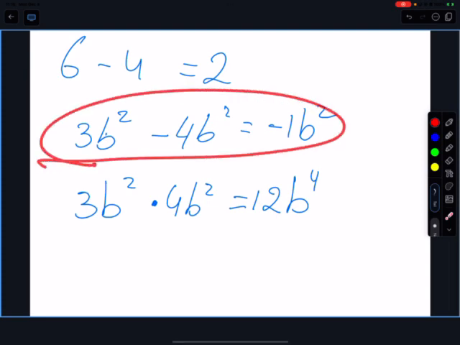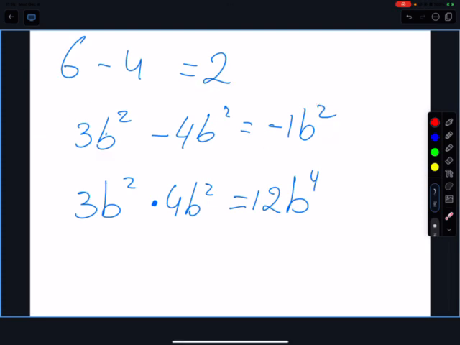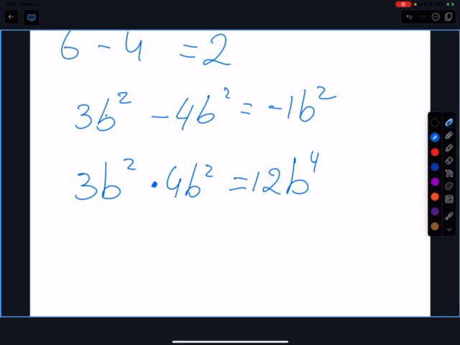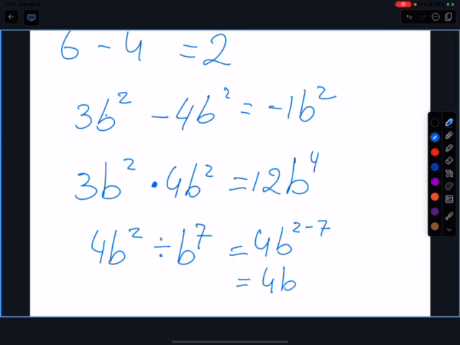Only at the division. If you have this, for example, 4b squared divided by b to the 7th. Then you subtract the exponents. Then it's 4b to the power of 2 minus 7. Then it's 4b to the power of minus 4. Sorry, minus 5. Same thing.